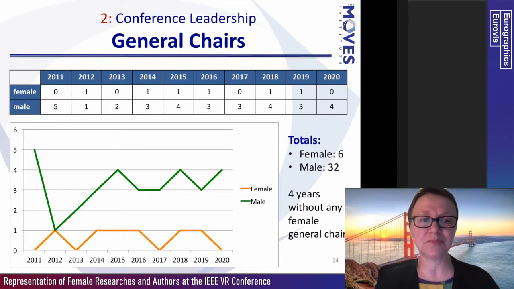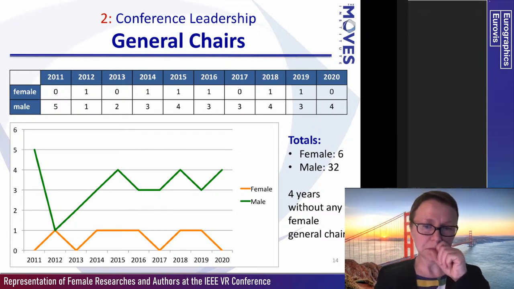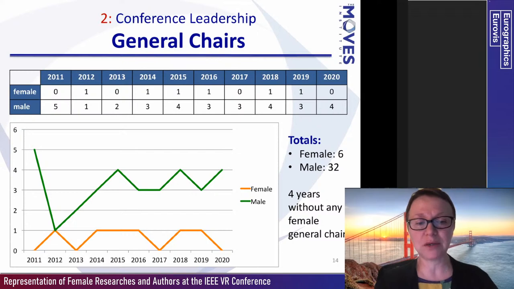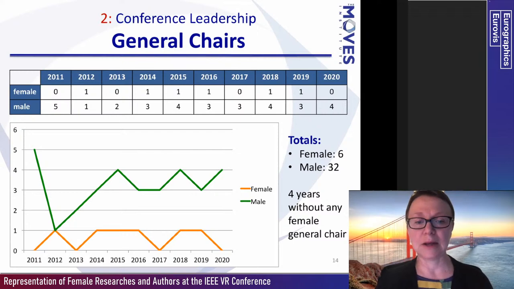Here is the data that I collected about the last 10 years. You can see that participation of women is rather low. It hovers between 0 and 1. This year, interestingly enough, there was not a single woman as a general chair, and there were four male colleagues. In the past 10 years, there were 4 years without any female general chair.